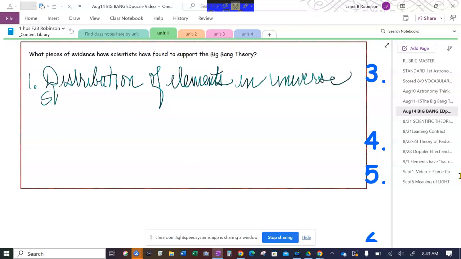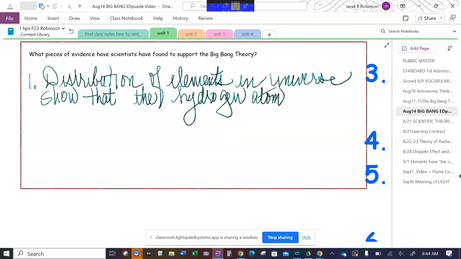Show that hydrogen is dominant. Show that the hydrogen atom was dominant. Which is the easiest one to make? It's by far the most abundant.